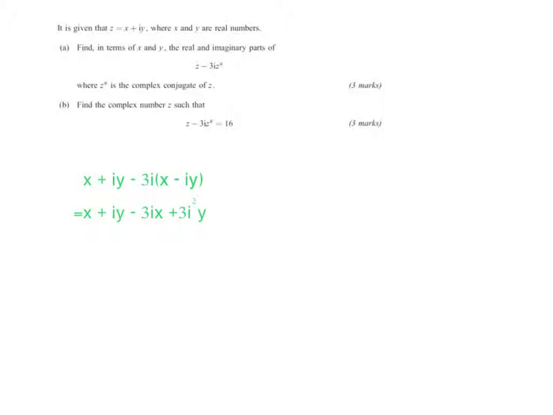So having expanded that bracket, you can see I've got minus 3ix. I've got the minus 3 and the minus in the bracket makes the plus. I get i squared and I get a y. Now i squared, you should know, is minus 1. So that will change that to minus 3y.